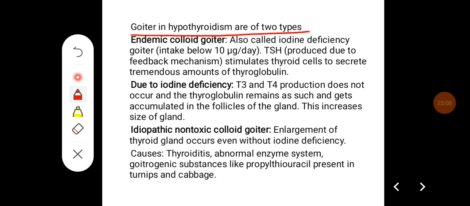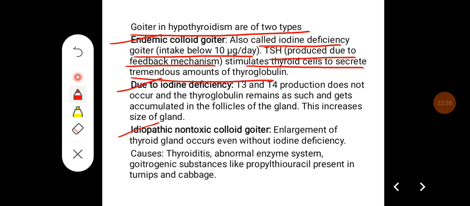And goiter in hypothyroidism is of two types: endemic colloid goiter, which may be due to the deficiency of iodine, or idiopathic non-toxic colloid goiter. Endemic colloid goiter is also called iodine deficiency goiter, where intake of iodine is less than 10 micrograms per day. TSH is produced due to the feedback mechanism and stimulates thyroid cells to secrete tremendous amounts of thyroglobulin. Due to iodine deficiency, T3 and T4 production does not occur and thyroglobulin remains as such and gets accumulated in the follicles of the gland, and this increases the size of the gland.